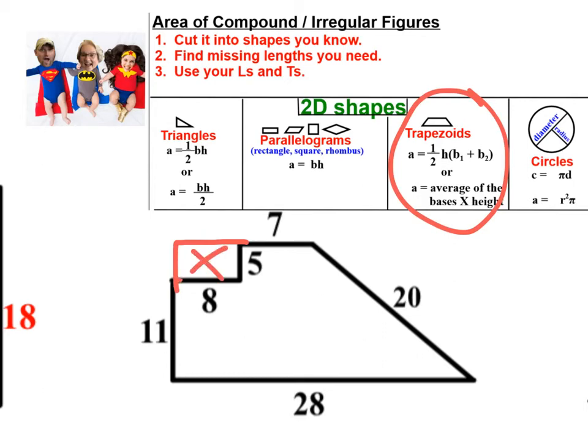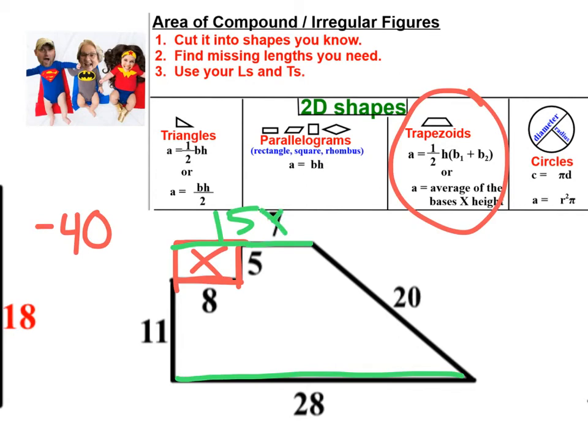So I see that this rectangle is 8 times 5. Well, that's 40, but I'm going to go ahead and put it over here with a negative because we need to subtract 40 from the area of the big one that we find. So let's find the area of that trapezoid. To find the area of that trapezoid, we need to find the bases, which are the parallel sides. So I have 28, and I have this up here, which is a 7 plus an 8, which is 15.